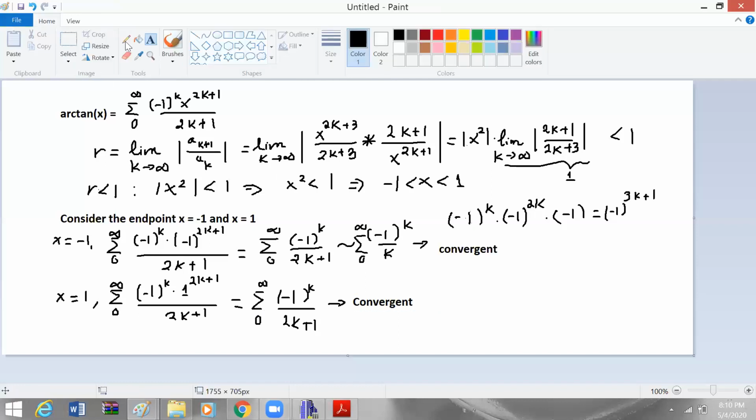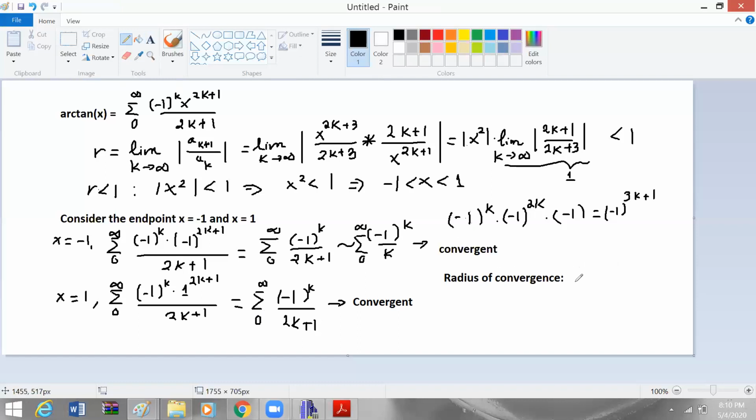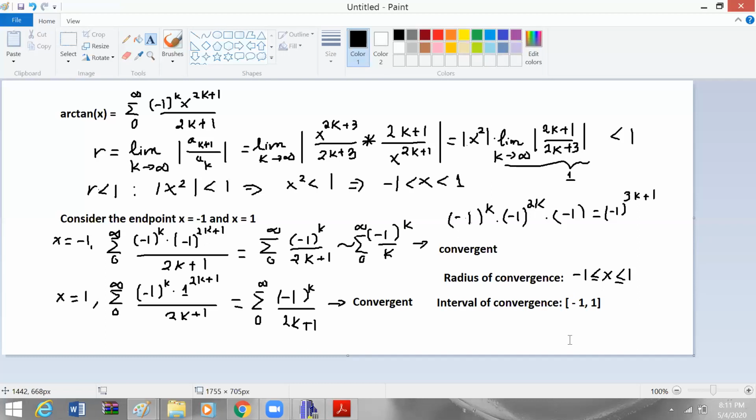And so the radius of convergence, we can write it down as -1 less than or equal to x and less than or equal to 1, right? So the interval of convergence that we can write is from -1 to +1. Okay, so that's pretty much the thing that we need to deal with.